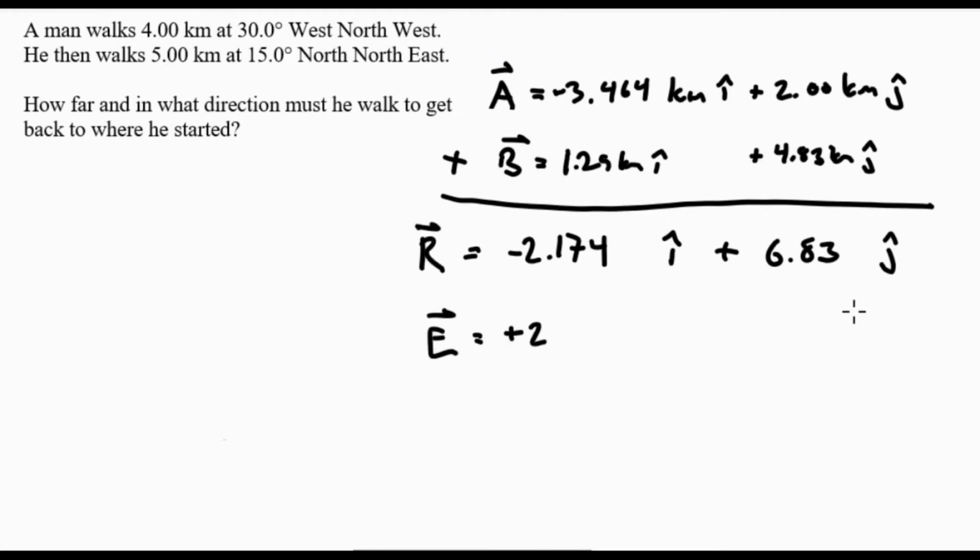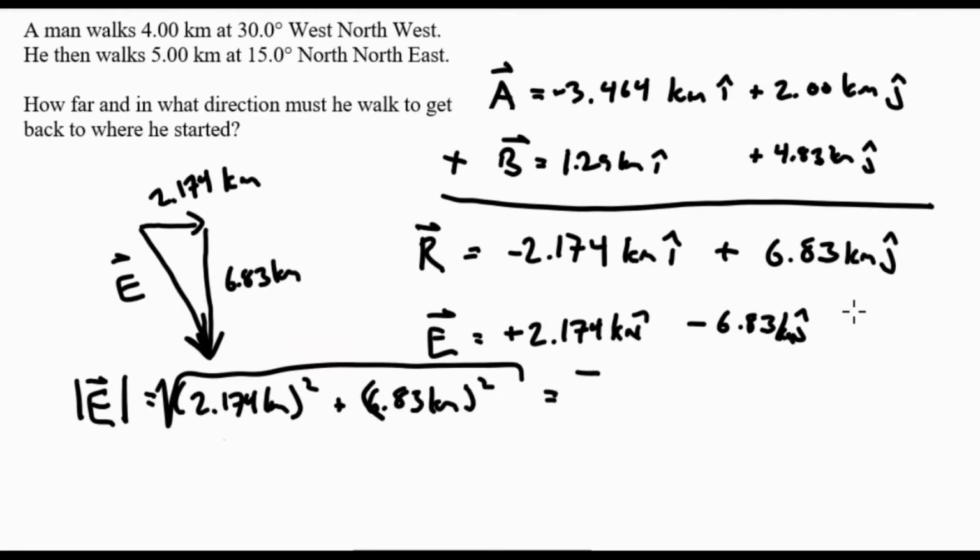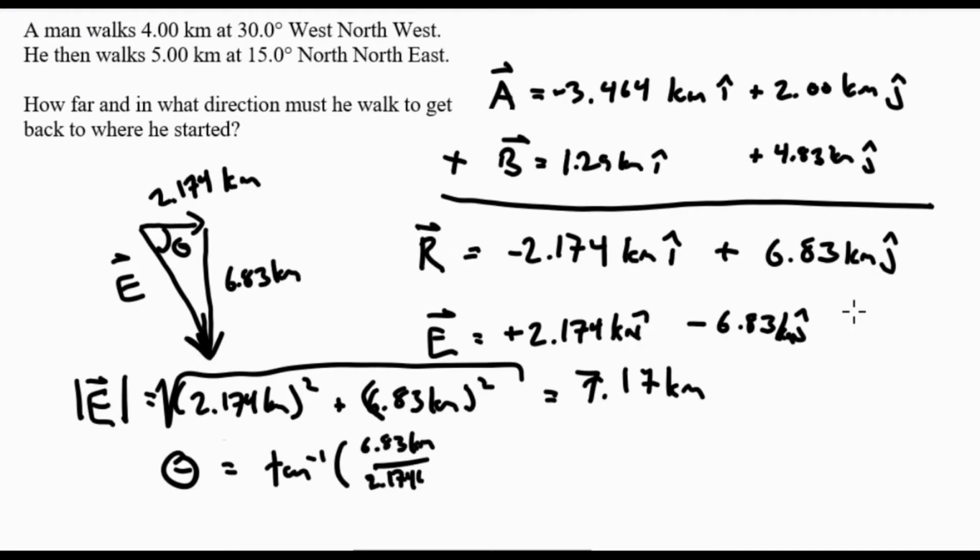The equilibrant is of course the opposite of the resultant. Use the Pythagorean theorem to find the magnitude of 7.17 kilometers, and whatever trig function makes you happiest to get 72.3 degrees south-southeast. And we are done.